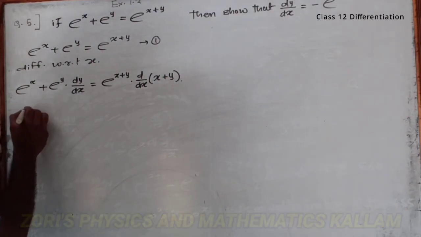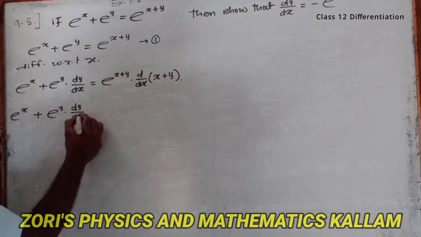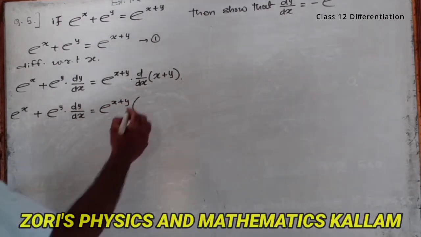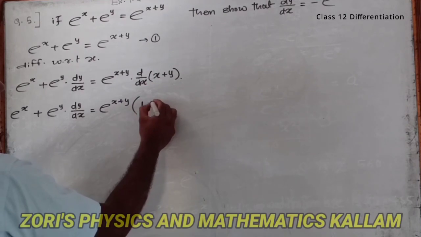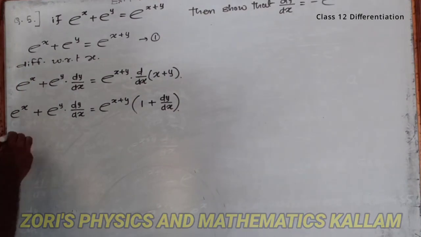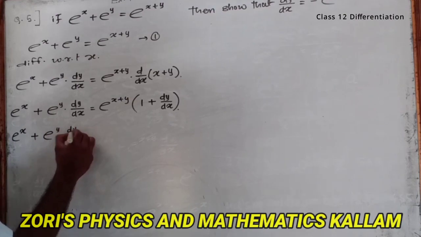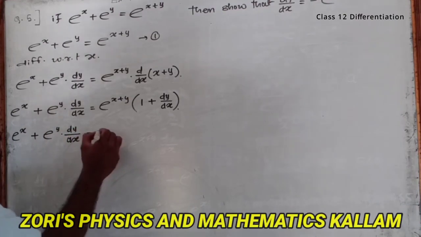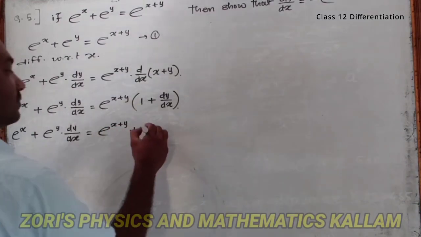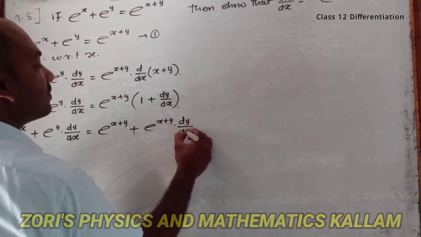Now e raised to x plus e raised to y into dy upon dx is equal to e raised to x plus y in bracket. Derivative of x is 1, derivative of y is dy upon dx. So e raised to x plus e raised to y into dy upon dx is equal to e raised to x plus y plus e raised to x plus y into dy upon dx.